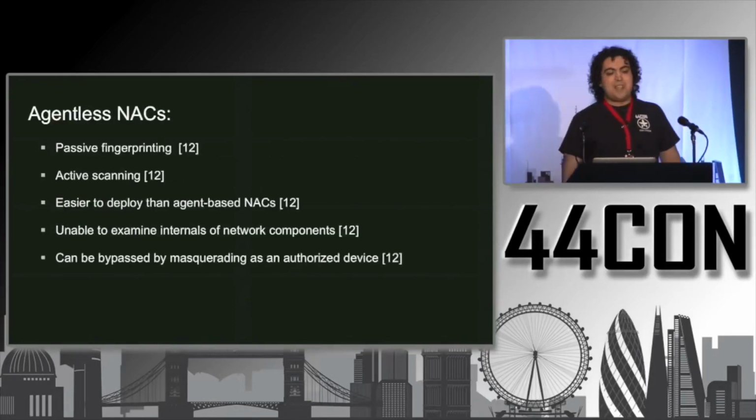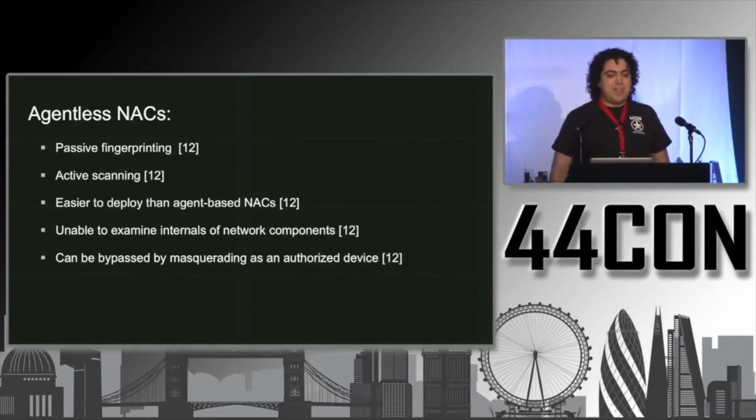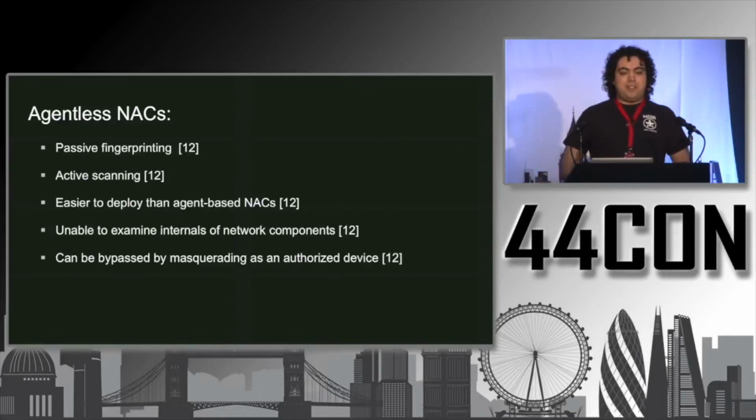And then we have agentless NACs on the other side of things. The thing about agentless NACs is they're completely external. They use passive fingerprinting, active scanning, stuff like that, to externally try to validate whether or not a network endpoint is allowed to be there or not.